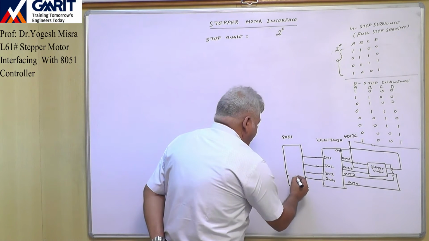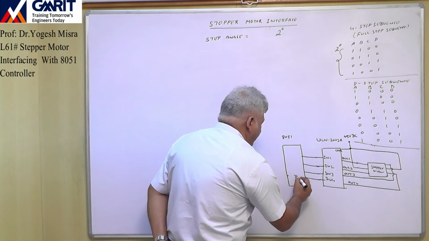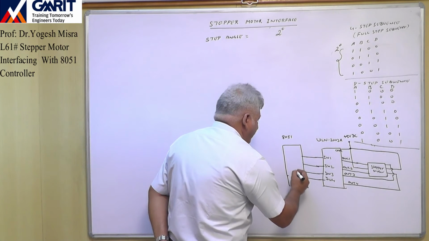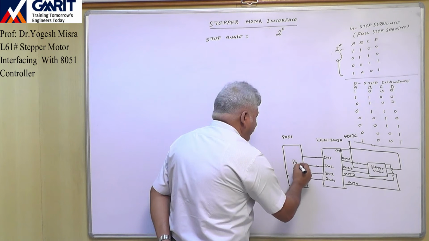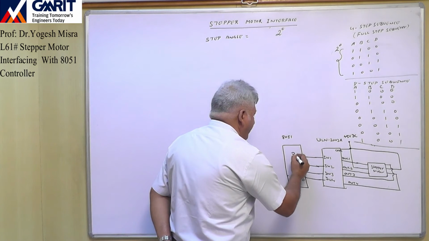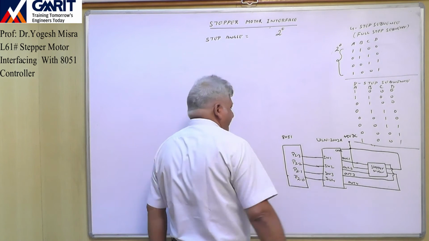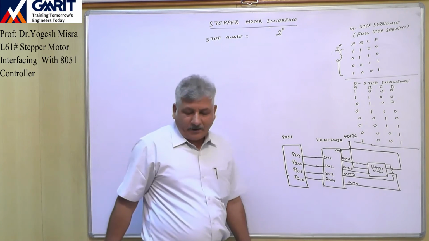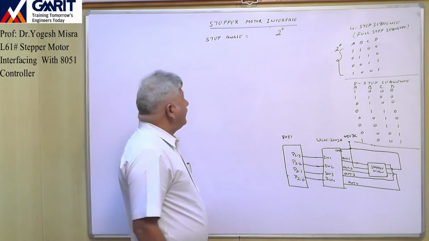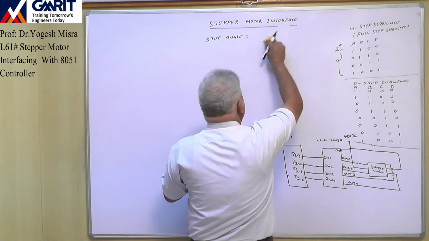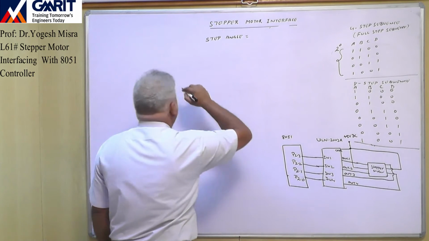Suppose this is P2.0, P2.1, P2.2 and P2.3. So in this way we will interface. Now we will take one example.